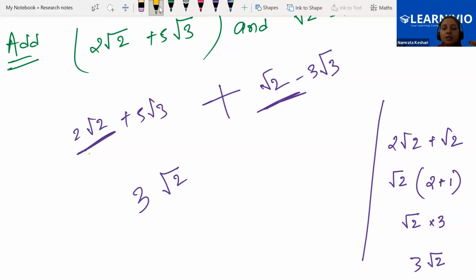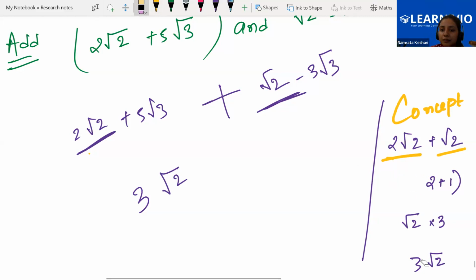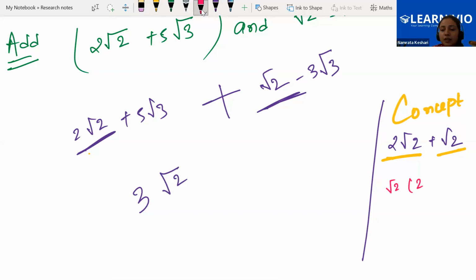How exactly did it become that? So basically the concept is, if you have to add 2 root 2 plus root 2, can you tell me, Sarah, what is the common factor in these two terms, which I have underlined? Root 2. Root 2. If we take root 2 as a common, what will be remaining in the brackets? 2. And then 1. Exactly 1. Not 0, 1.